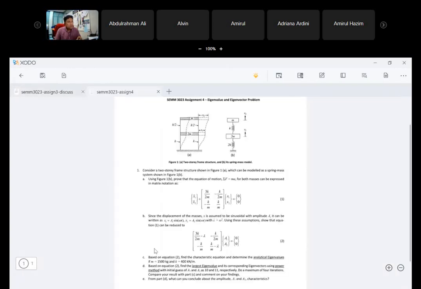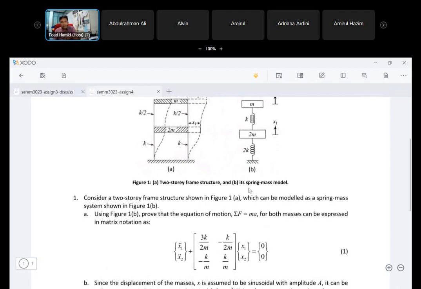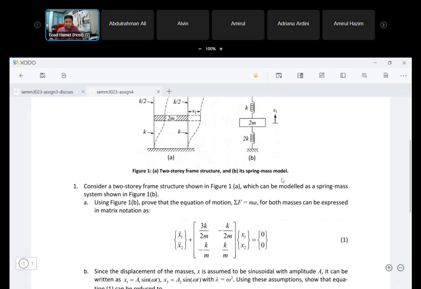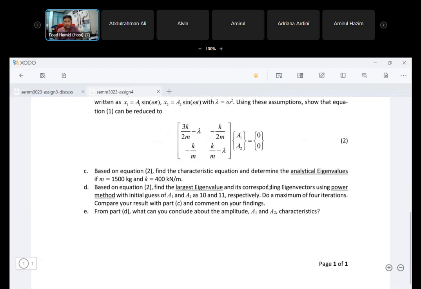Which is this one, which is the eigenvalue, eigenvector problem. Okay, so it's due in 1 week's time, which is the 21st, and our test is on the 27th. So we have time to talk about the solution for this assignment. And of course, I'll be giving you one bonus assignment.